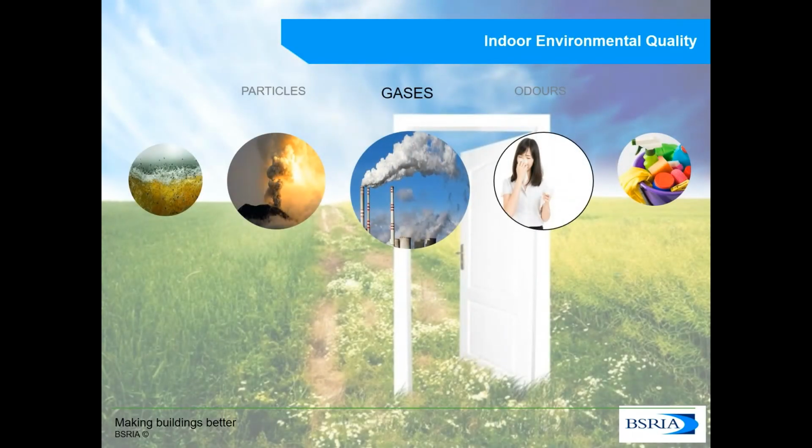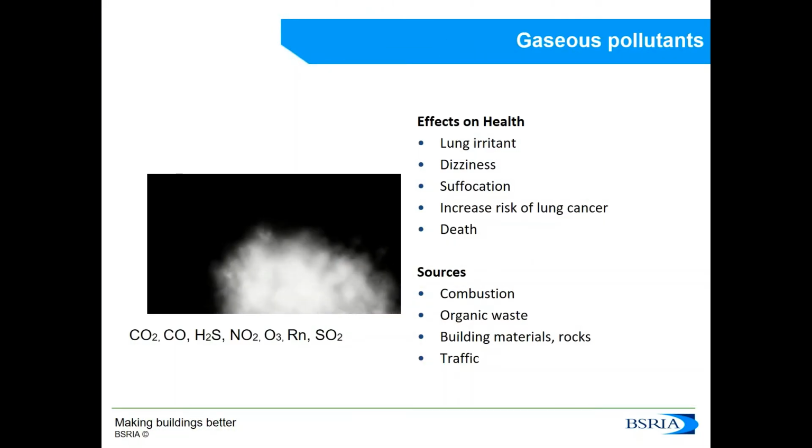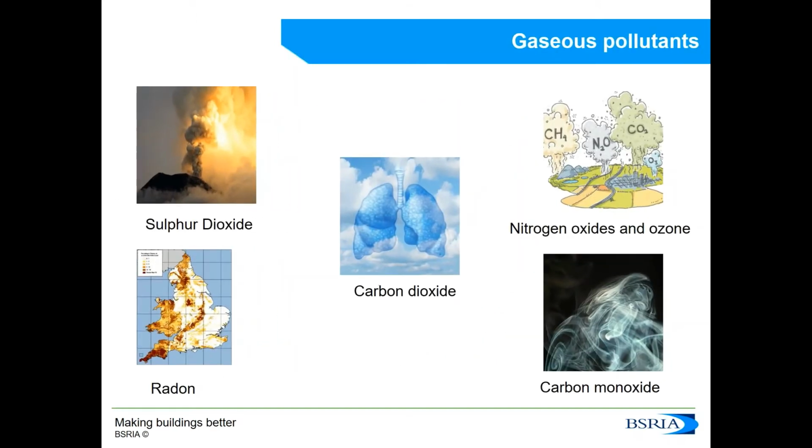The next contaminants that I'm going to talk about are gases. So there are many gaseous pollutants, and their effect on health varies depending on the type of pollutant and on the concentration that we are exposed to. So we're going to talk about a few gases today, which are of particular concern to health. We cannot talk about all of the gases, but we've selected a few. So we're going to talk about sulfur dioxide, radon, nitrogen oxides and ozone, carbon dioxide, and carbon monoxide.